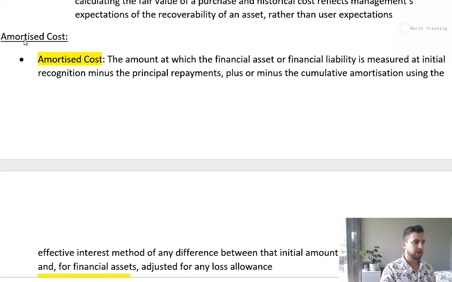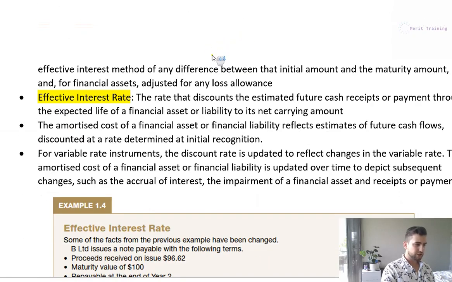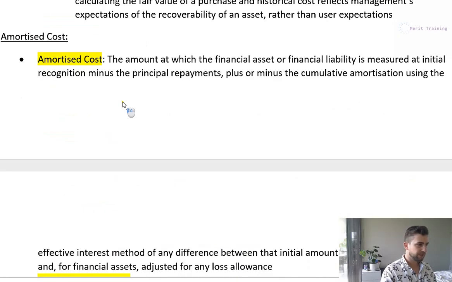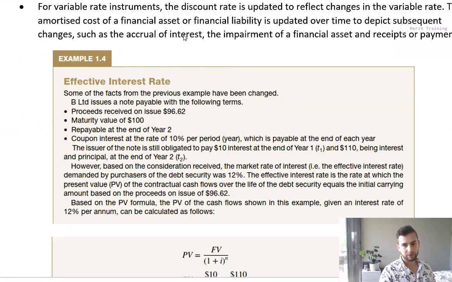Amortized cost is another methodology quite similar to the one above, but it's basically the amount at which the financial asset is measured at initial recognition minus the principal repayments plus the cumulative amortization during the effective interest period. So you typically do this for your financial instruments such as bonds, which is probably the most common one. You need to understand the way bonds work: a company will issue a bond. So it's $100, for example, per bond, and it's payable in 10 years' time.